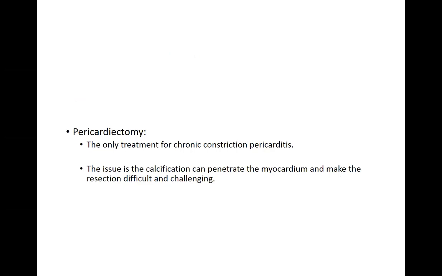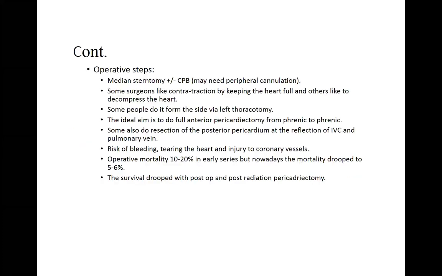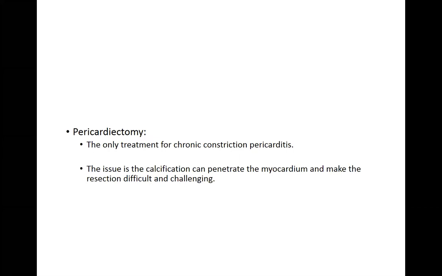Pericardiectomy is the only treatment for chronic constrictive pericarditis. The very important thing you have to keep in mind when you do pericardiectomy is the issue of calcification that can penetrate into the myocardium, and this sometimes can make the resection difficult and challenging. So, okay, can somebody tell me what are the operative steps for pericardiectomy? How do we do pericardiectomy?